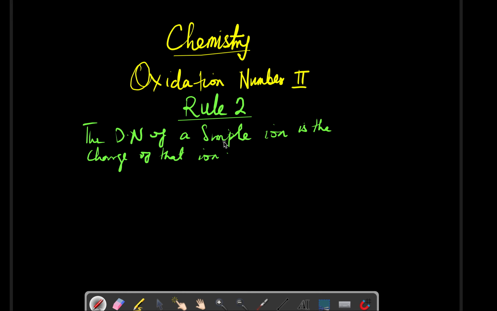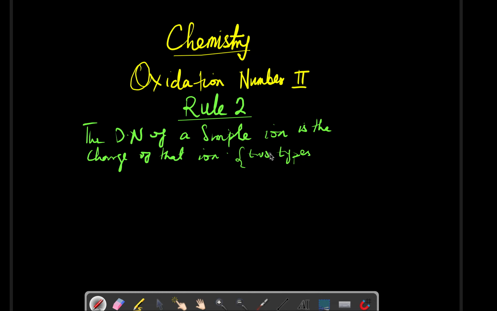Now, as I talk like this, plenty of people may not understand this particular one, but let me explain. I said the oxidation number of a simple ion is the charge of that particular ion. Before I explain that in detail, an ion has two types. What are the two types of ion? Very simple. The first one is what we call the anion.